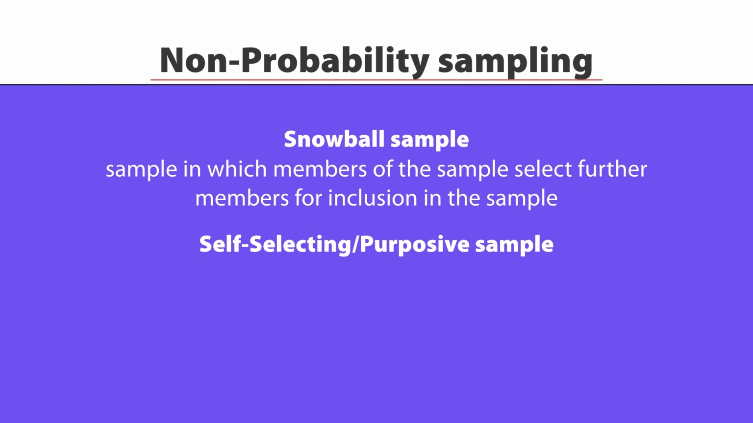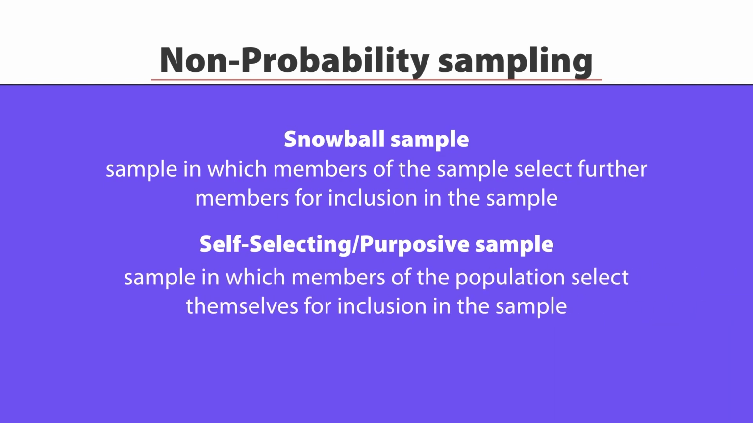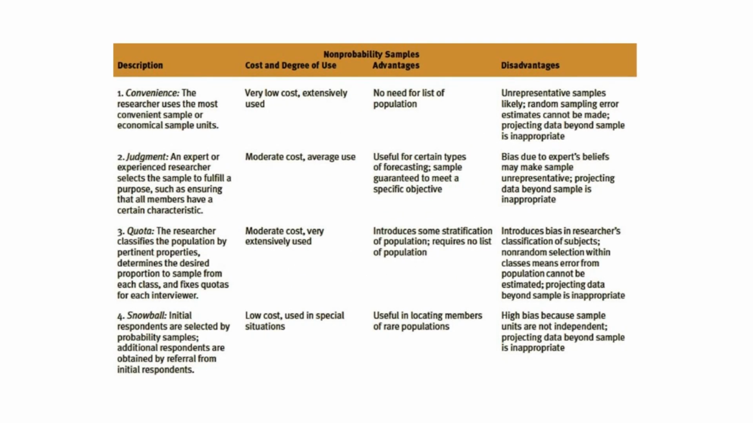And there is the self-selecting purposive sample, in which members of the population select themselves for inclusion in the sample. This is another difference which shows how things are going to change, and there are certain advantages, certain costs and degrees of use, and certain disadvantages also. If you talk about convenience, it's very low cost, extensively used. If you talk about judgment, it's moderate cost, average use. And quota is moderate cost, very extensively used, and snowball is low cost, used in special situations.